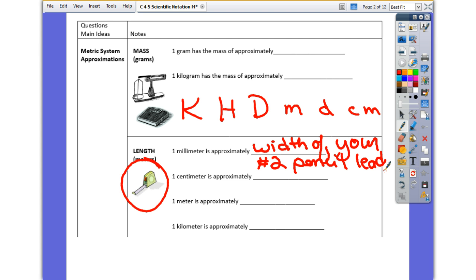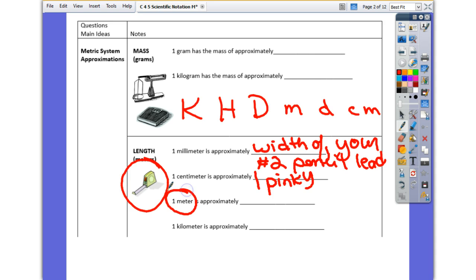Hold up your hand. What on your hand is about 1 centimeter wide? Fingernail. Your pinky, your little pinky. Wide, not long, wide.